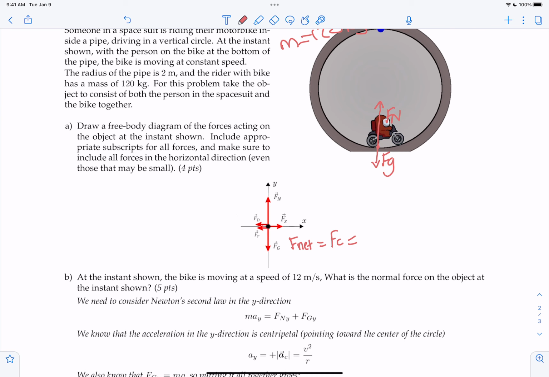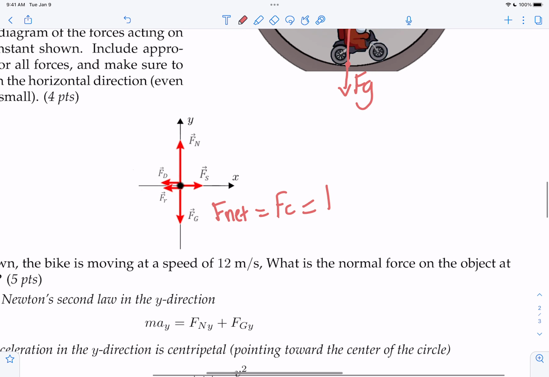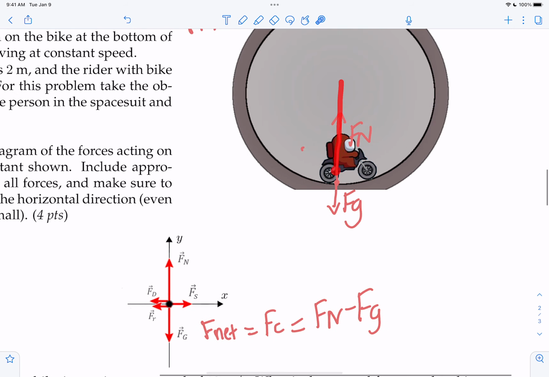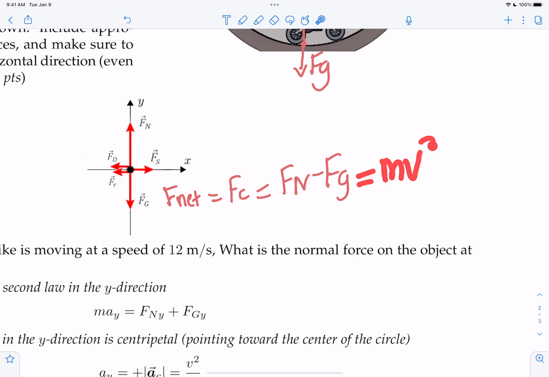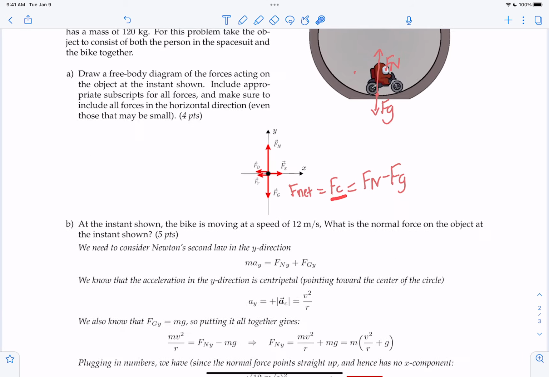So F net is equal to Fc, right? And so we have Fn minus Fg, right? Those are the two forces along our quote-unquote centripetal axis here, the forces that are pointing along the same radius. And so we know that this is equal then to m v squared over r, right? This is the centripetal force.